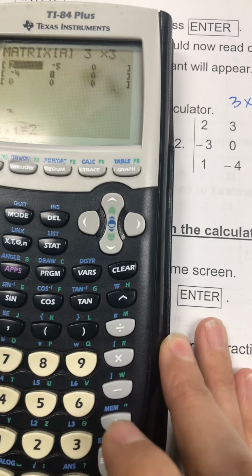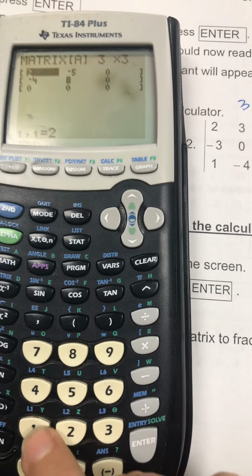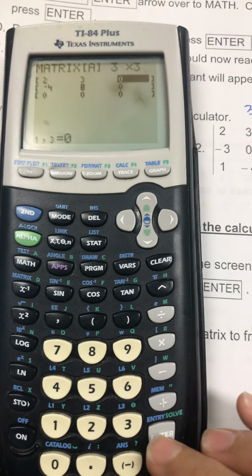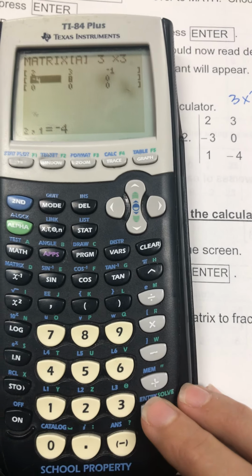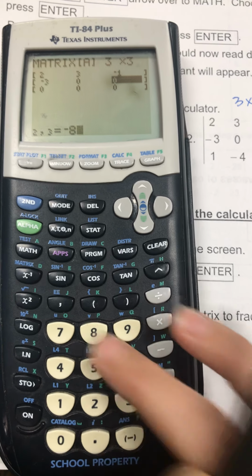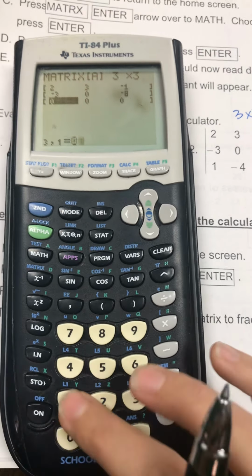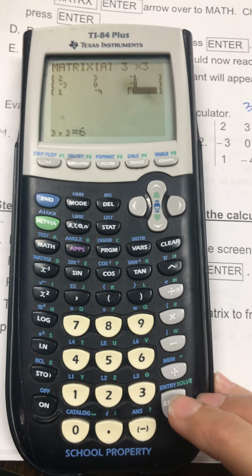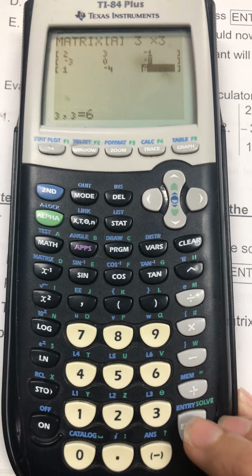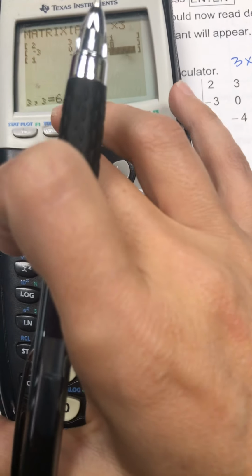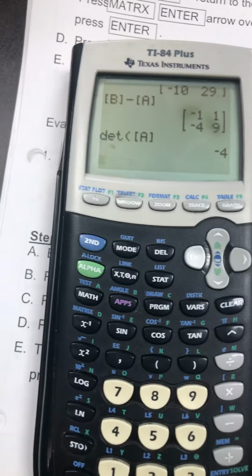Now my numbers are going to be 2, enter, 3, enter, and -1, enter, -3, enter, 0, enter, and -8, enter. And then 1, enter, -4, enter, and 6, enter. Okay, now I have them all in there. Now we're going to go to second quit, back to your home screen.